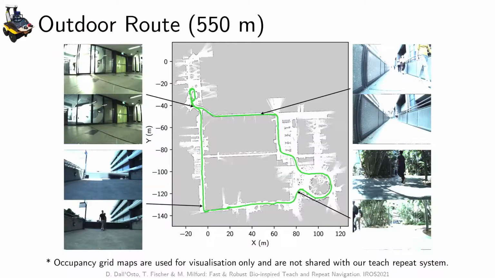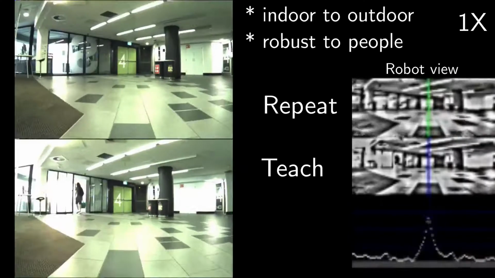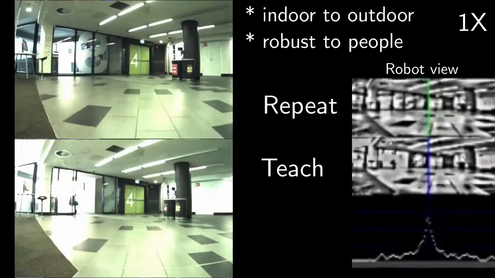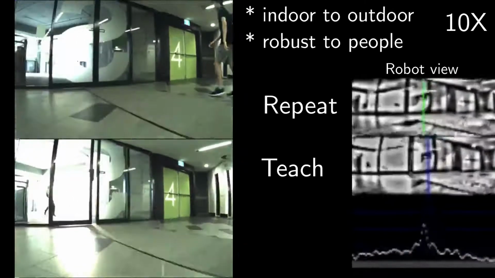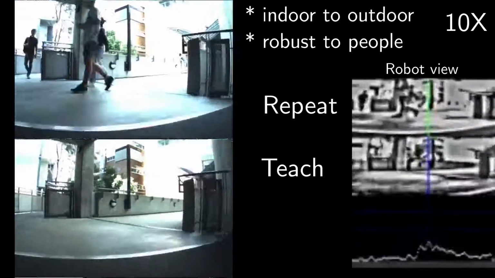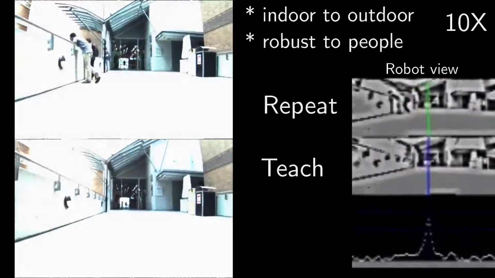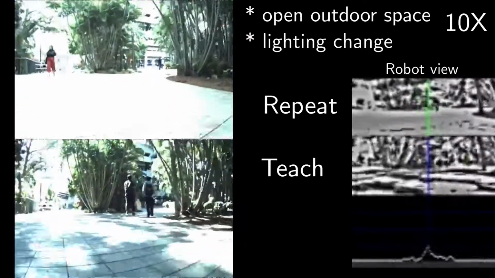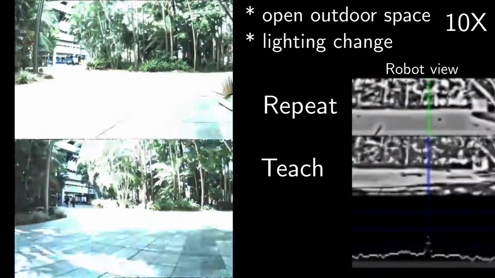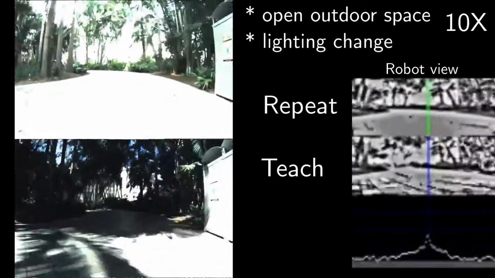We also tested on a 550-meter long route through the Queensland University of Technology campus. Here, you can see images from the repeat run on the top and the teach run on the bottom. The route was challenging because it contained multiple transitions between outdoor and indoor environments, significant lighting variation, and members of the university walking past the robot.